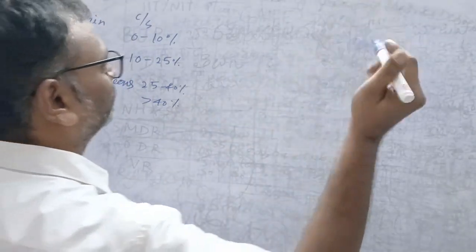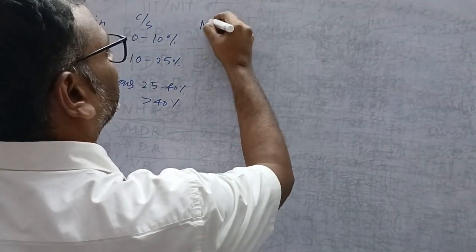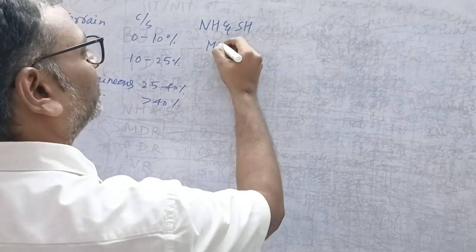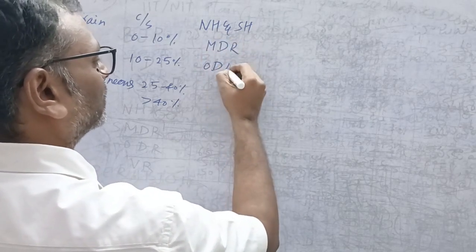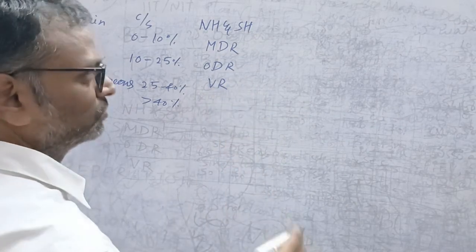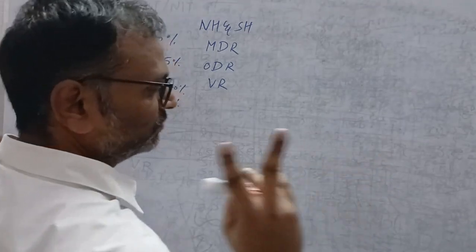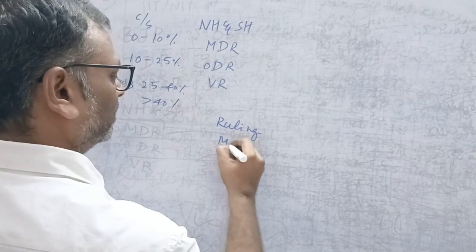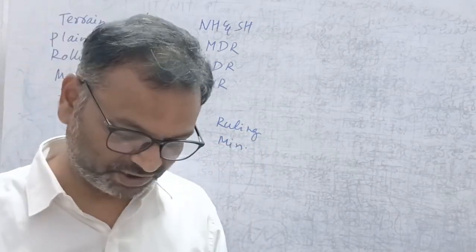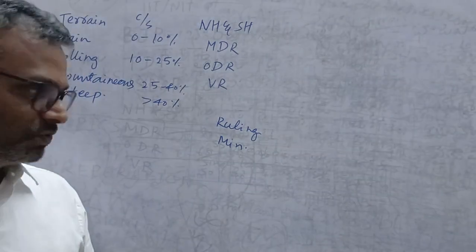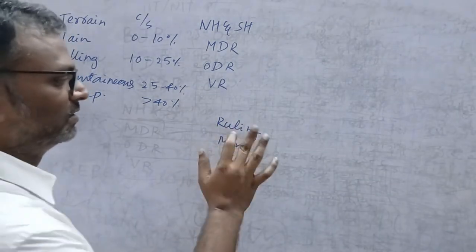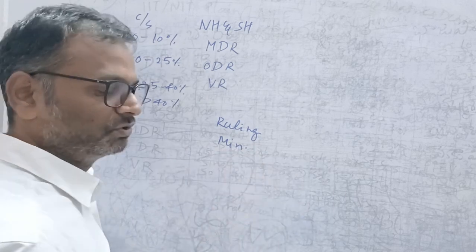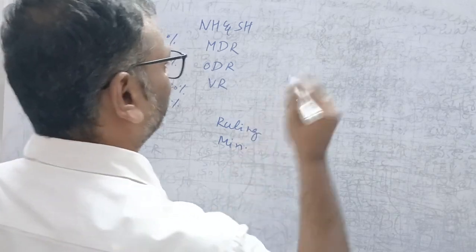Now we have 4 types of classification of roads: national highways and state highways under one category, major district road, other district roads, and village roads. Now we have 2 types of design speeds: ruling design speed and minimum design speed. Ruling design speed means wherever possible, you have to provide this speed. If it is not possible, then at least minimum design speed should be provided for the vehicles.